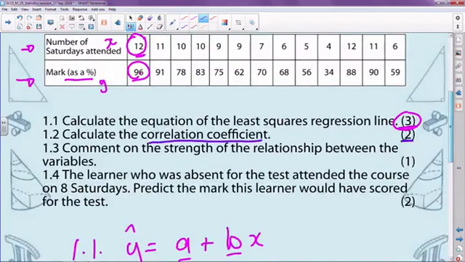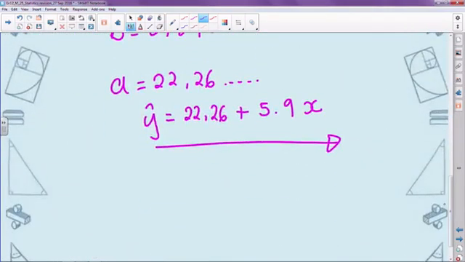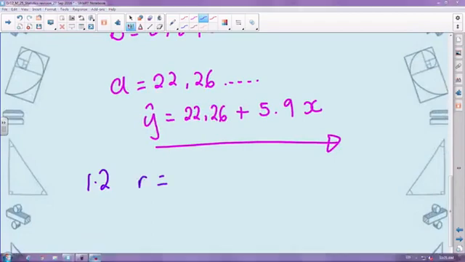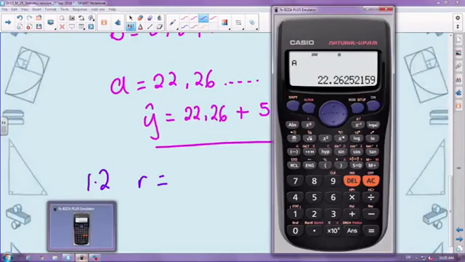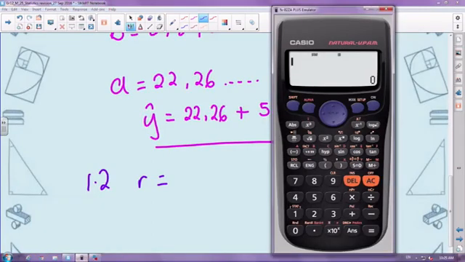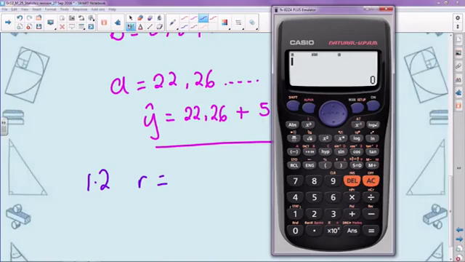All right, the next part of the question says, calculate the correlation coefficient. Again, you'll notice it's only for 2 marks. So the best option for you to work this out is going to be using your calculator rather than going through by hand method. All right, so to work out the correlation coefficient, which is R, on your calculator, once again, we've got all our data values there. We're looking for the correlation coefficient.